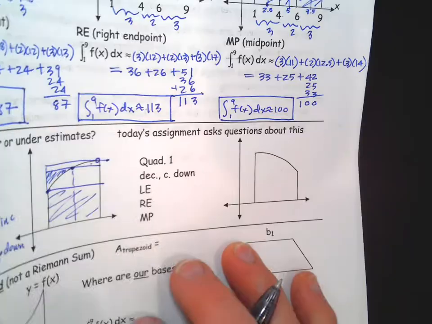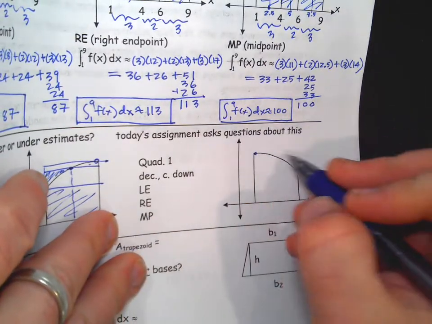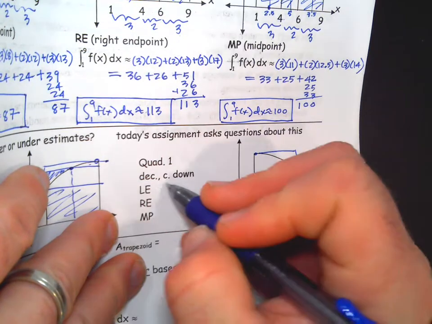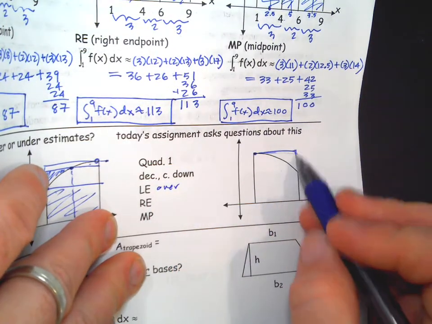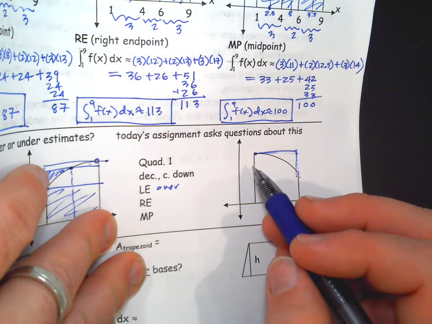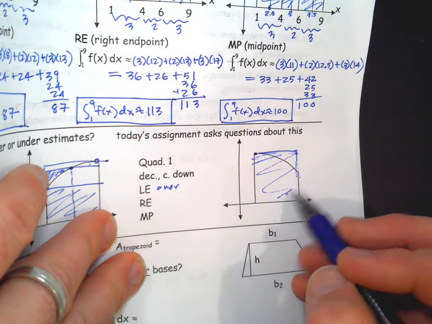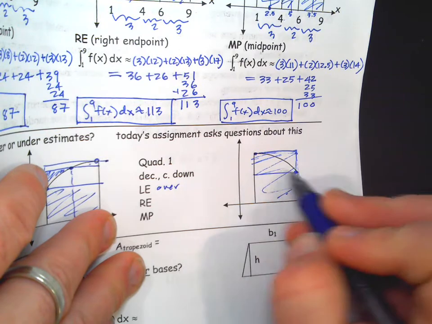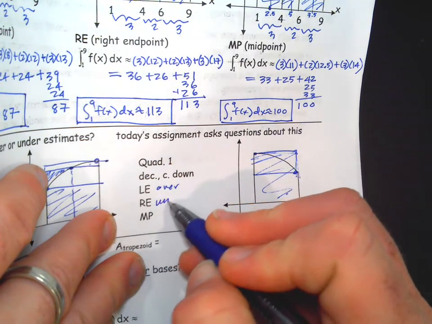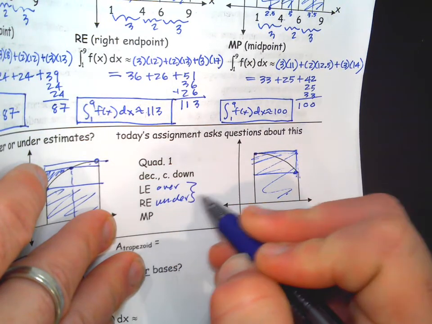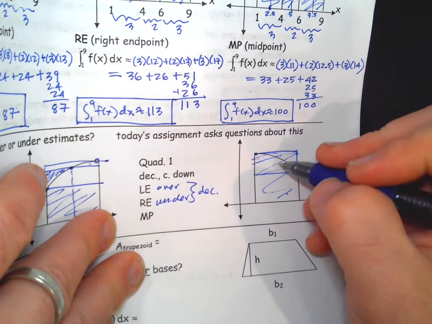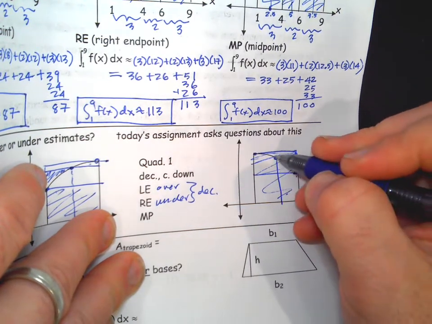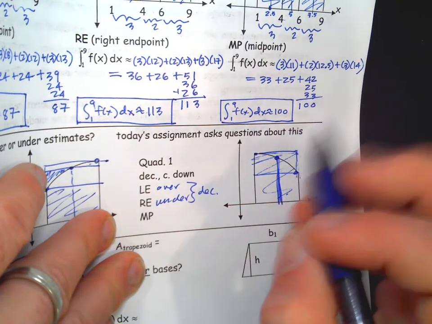So let's look at this other one. Left end is for sure going to be over. And I wouldn't even try to memorize these, because I would just draw a simple sketch with one slice, and it makes it super clear that this is an overestimate, right? Right end for decreasing is going to be under. So if it's decreasing, it doesn't matter about concavity. Now concavity is going to affect the midpoint one. So if anything, I would maybe just try and remember that concavity does it.